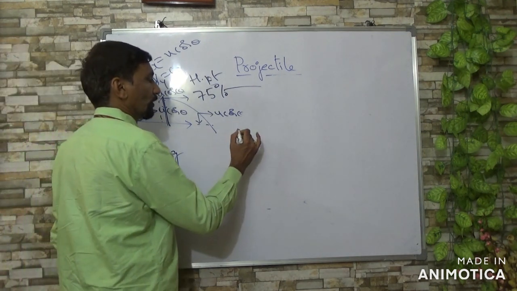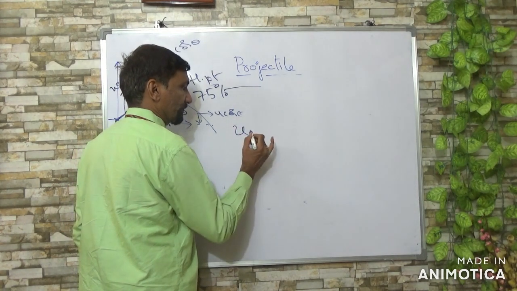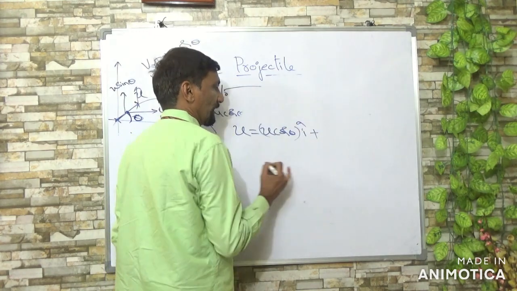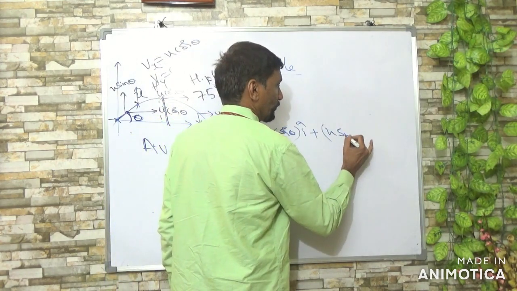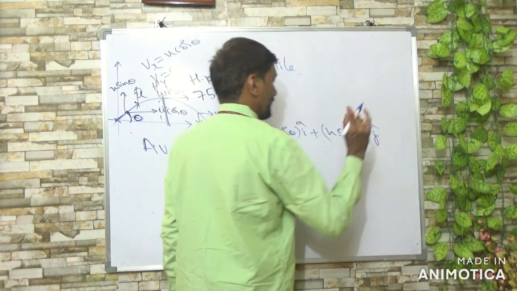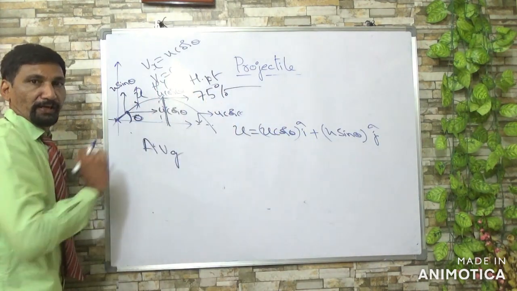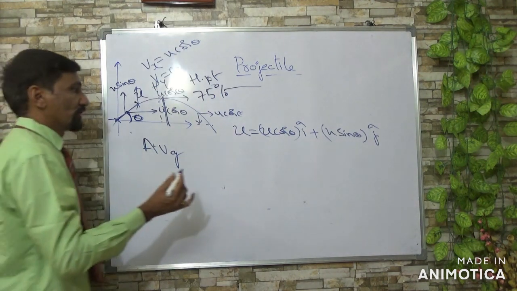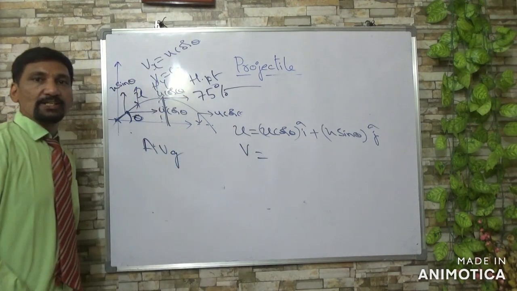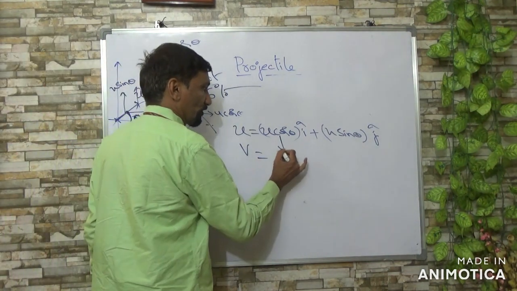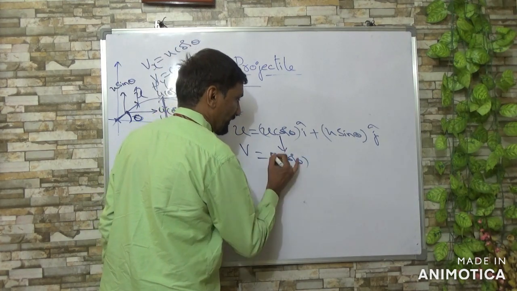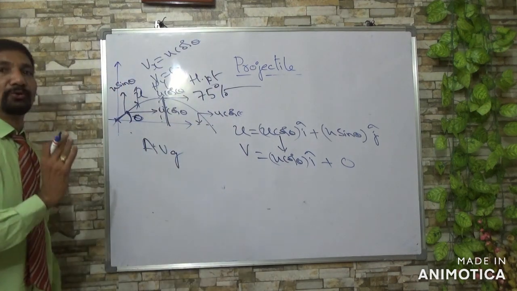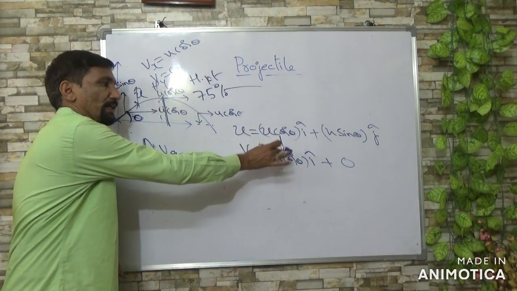So, you know, starting velocity: horizontal, u cos theta into i, plus vertical, u sin theta into j. Okay, I taken i along x direction, j along y direction. Now you want to know the final velocity when it reaches the highest point. This is the horizontal one that remains the same, so it is u cos theta into i only. But what about vertical? Zero.